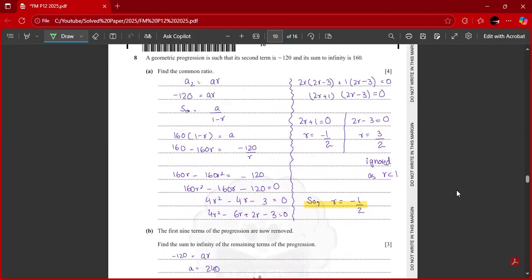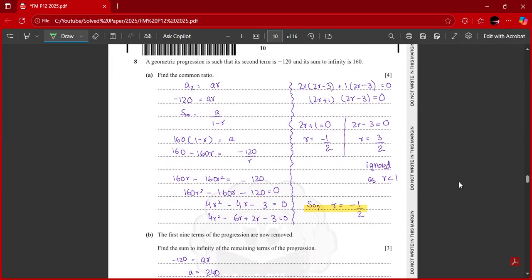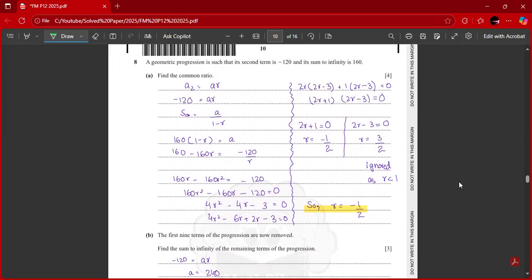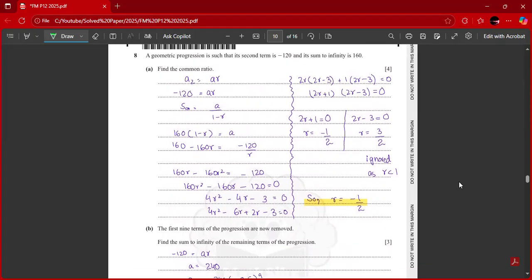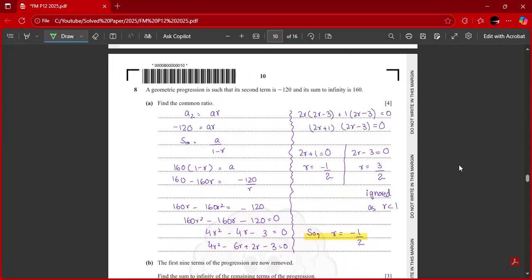For the sum to infinity to exist in the first place, the absolute value of r should be less than 1, meaning that our series should be convergent. That's a fancy word. If I have a number line and my series keeps on going and going, a convergent series is such that it comes to an end at a certain point.